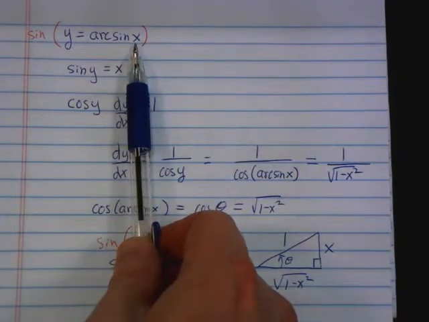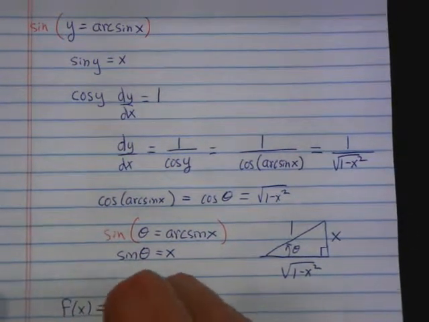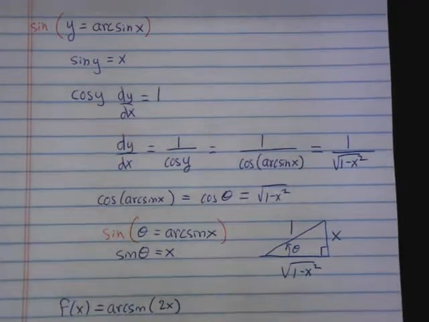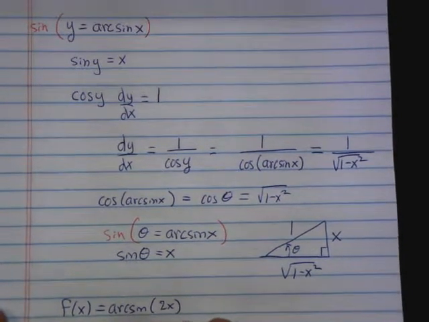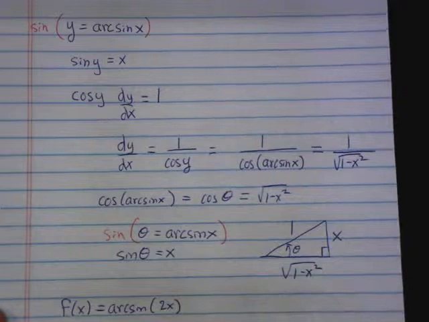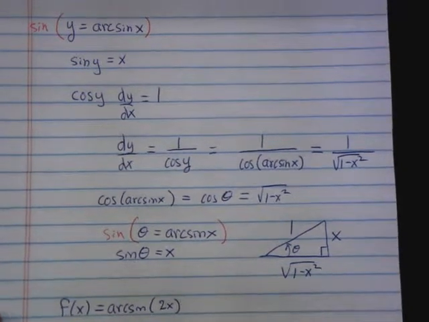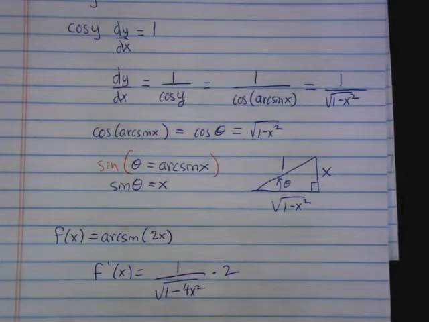Now that I have a formula for derivative, what if I had the arc sine of 2x? How would I take its derivative? 1 over square root 1 minus 4x squared. Almost correct. Times 2. The derivative of the inside. Oops, you can't see that, can you? You would have to use the chain rule.